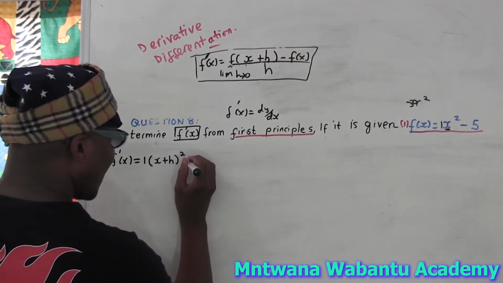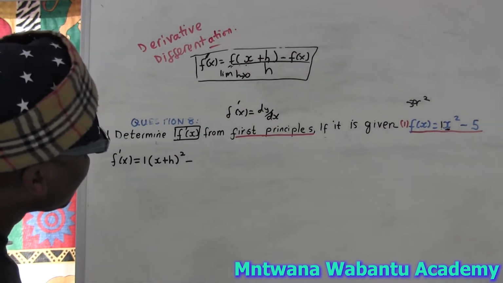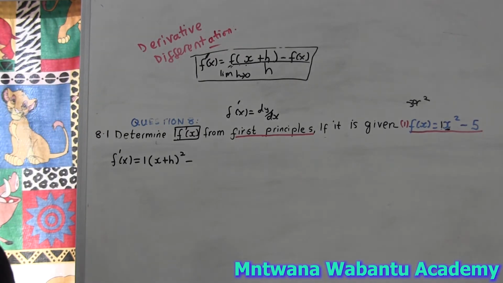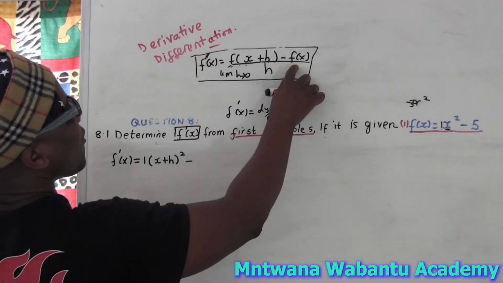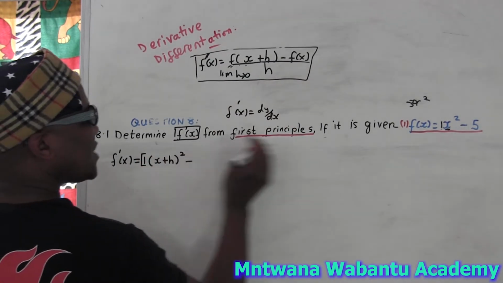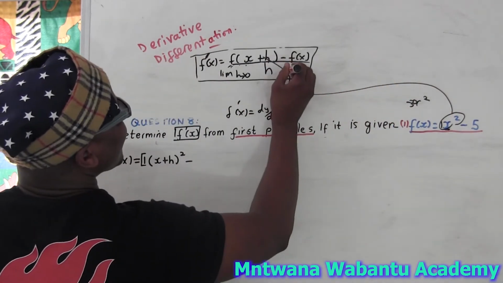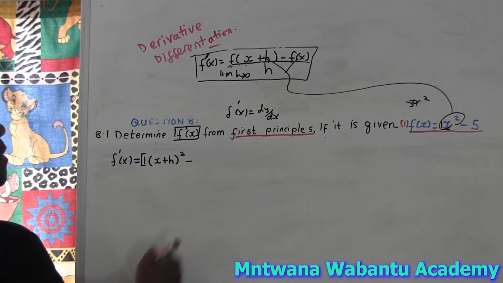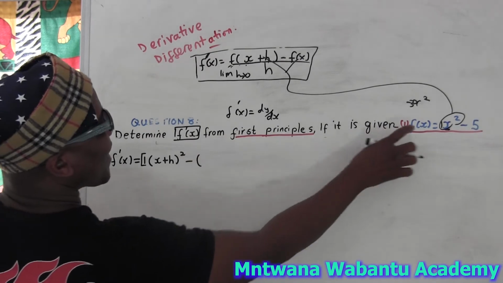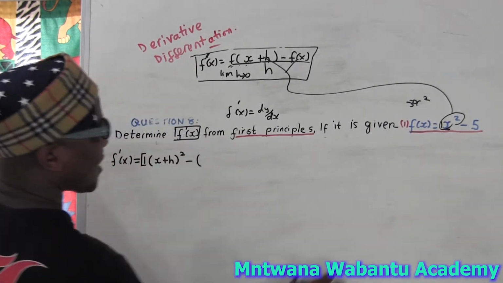So I'll go minus. Now we minus f of x. What is f of x? It means you must take this and involve it for this and that. Minus f of x. What is f of x? Our f of x is all of this stuff.